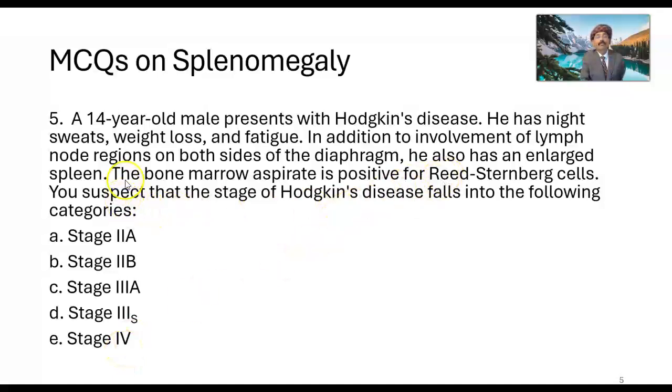Involvement of the lymph node region on both sides of the diaphragm. He also has an enlarged spleen. So what is the choice? Choice should be D. Okay. That is stage 3S. D is the choice.